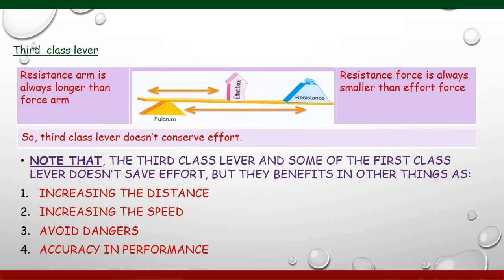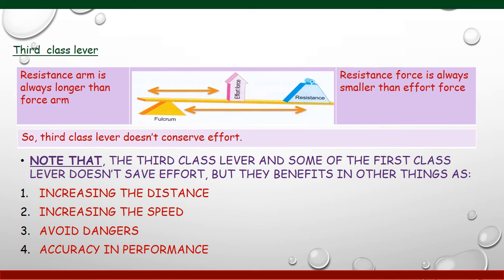So note, the third class lever and some of the first class levers don't save effort, but they benefit us, or we can get another benefit from them. What are those benefits? For example, the tweezers. What about the tweezers or the holders?